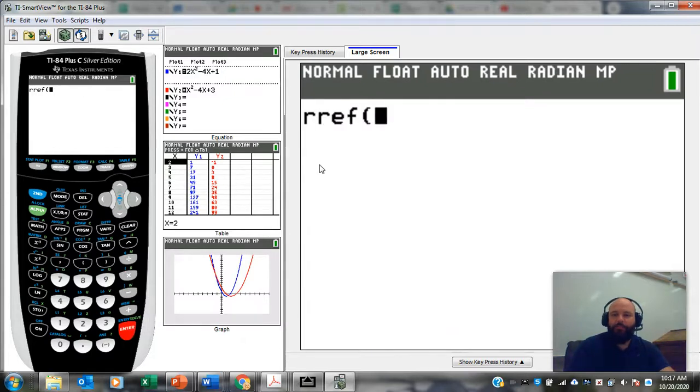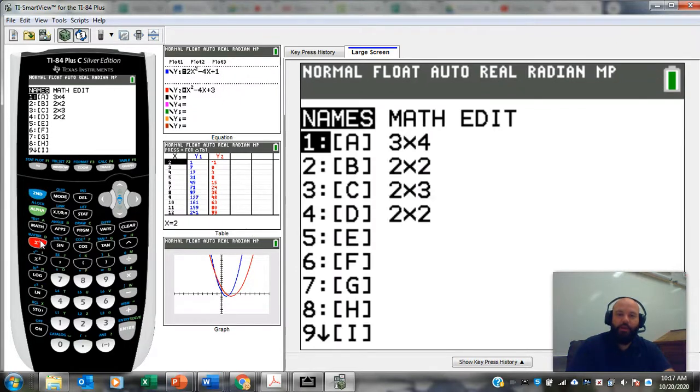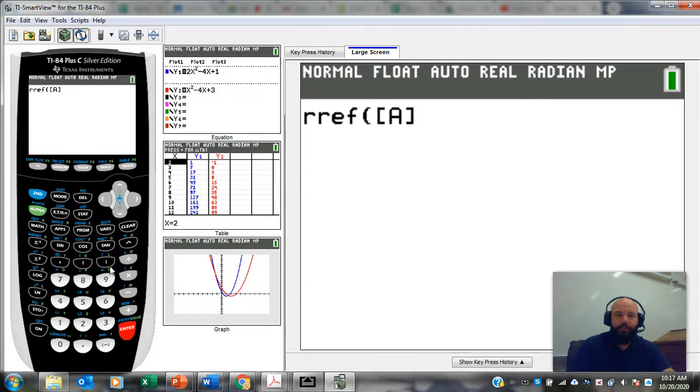Now what that does is it puts the command in the home screen. It's telling the calculator, find the reduced row echelon form. And now we need to tell it what matrix we want it to find it of. So if you remember, we put our information in for matrix A. So one more time, we're going to hit second matrix. We are going to choose matrix A, now just have to hit enter. And we're going to close the parentheses. So you can see we have RREF matrix A. And then I can hit enter.